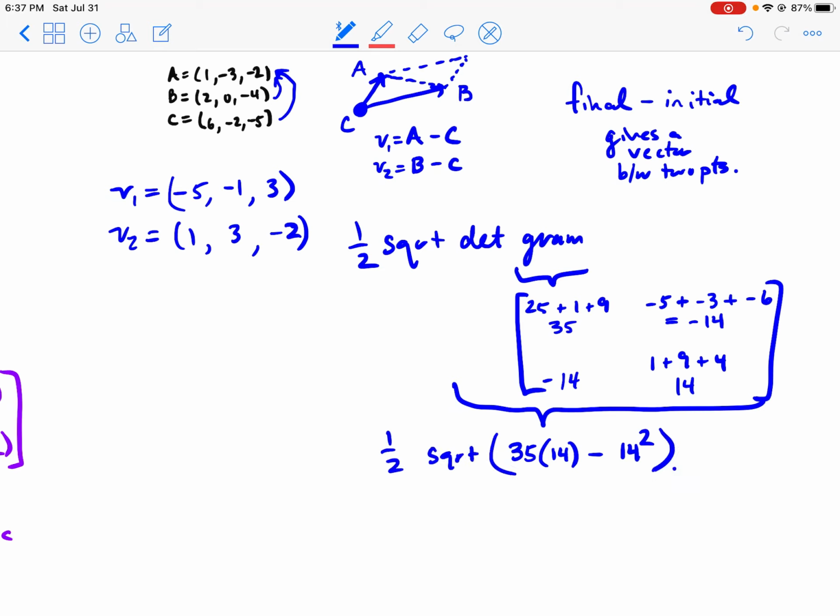And that's my answer. So just to make sure I understand what I just did, the area of a triangle in R3 equals 1/2 times the square root of some number. And that number is the determinant of this Gram matrix, which we will use when we do integration.